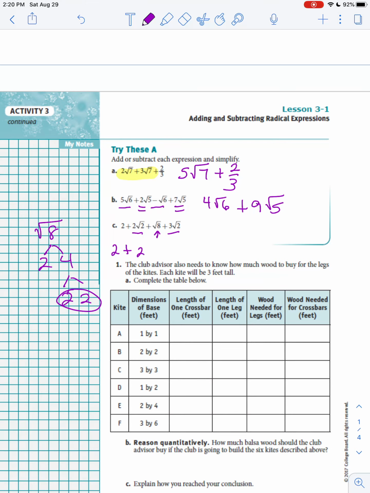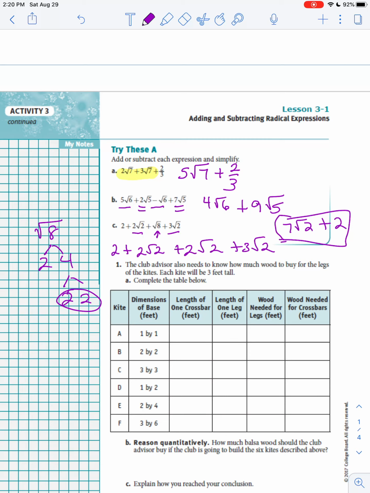So I've got 2, then I've got a 2 root 2 that we already had. Then the root 8 is also another 2 root 2. And then we have 3 root 2. Now I want to combine everything together. So 2 root 2 plus 2 root 2 is 4 root 2, plus 3 more makes 7 root 2, but we still have that whole number 2 that doesn't have a radical. And so then that would be our final answer.